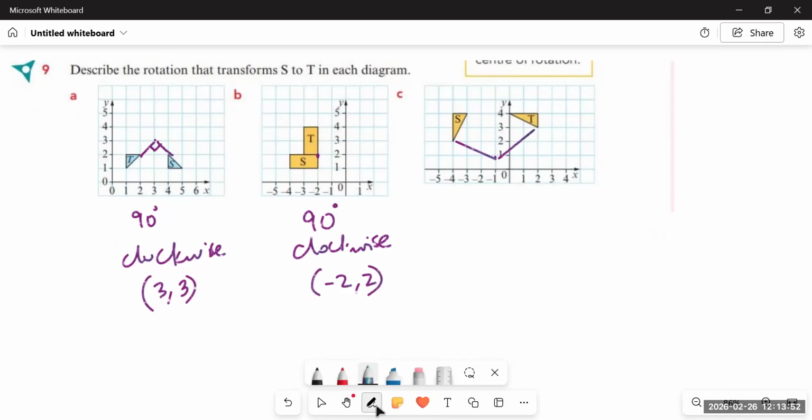Oh, not like that. It's like that. See, this is 90 degrees. Okay. So it's 90-degree clockwise, center minus 1, 1. And that's all, students.